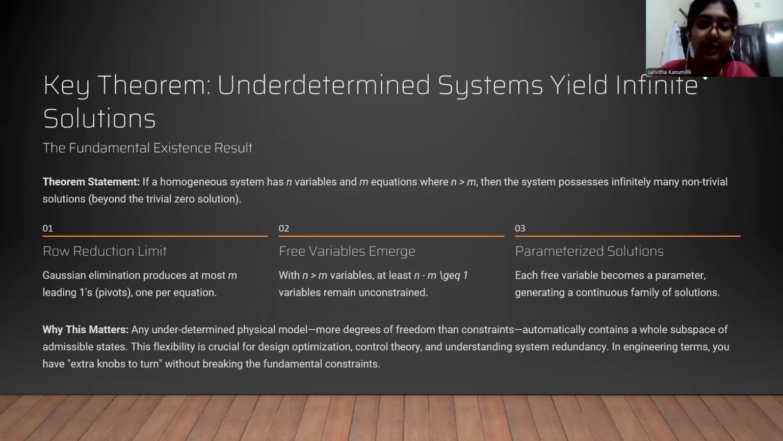So why does this matter? Any underdetermined physical model, with more degrees of freedom than constraints, automatically contains a whole subspace of admissible states. This flexibility is crucial for design optimization, control theory, and understanding system redundancy. In engineering terms, you have extra knobs to turn without breaking the fundamental constraints.